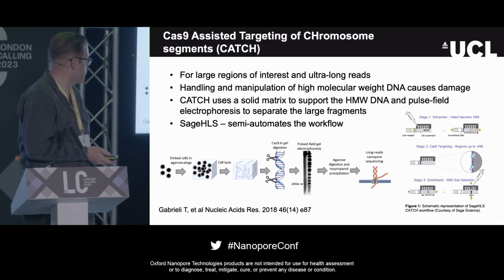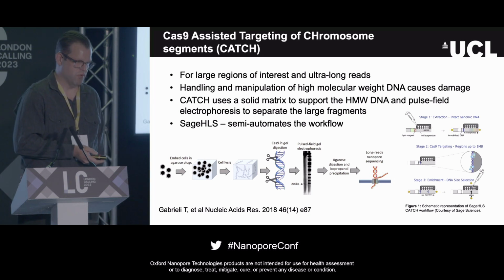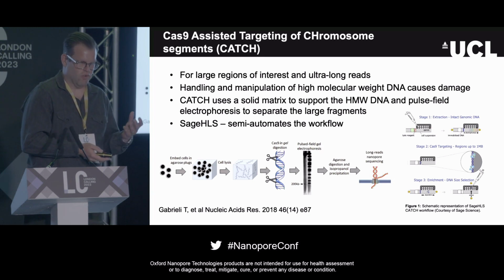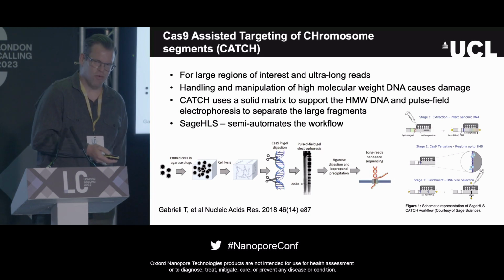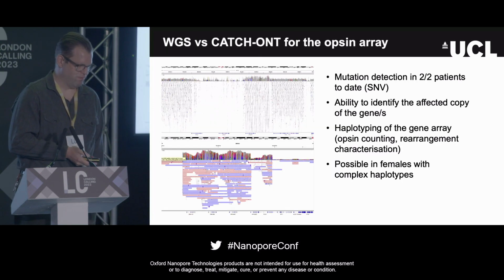What we're able to do is cut out our region of interest, the opsin array for example, which can be up to 250 kb on the X chromosome, hold the integrity of that, and then sequence through that region with ultra-long read sequencing.